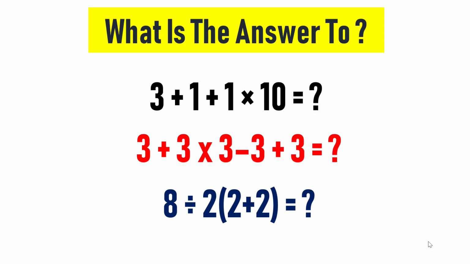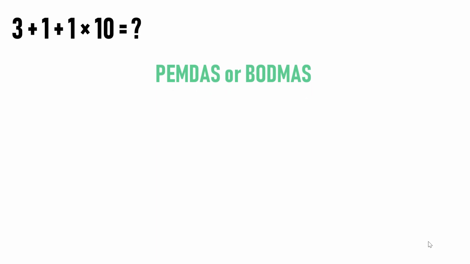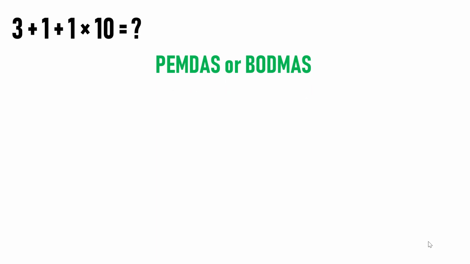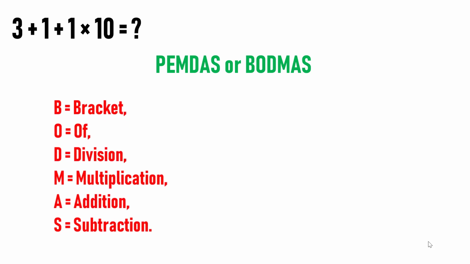Consider the first expression. What is the answer to 3 + 1 + 1 × 10? The problem is an example of the order of operations. These are commonly referred to as PEMDAS. Before knowing the rule, we should know the full form of PEMDAS. PEMDAS refers to evaluating the brackets first, then the exponents, then division, multiplication, and finally addition, subtraction.